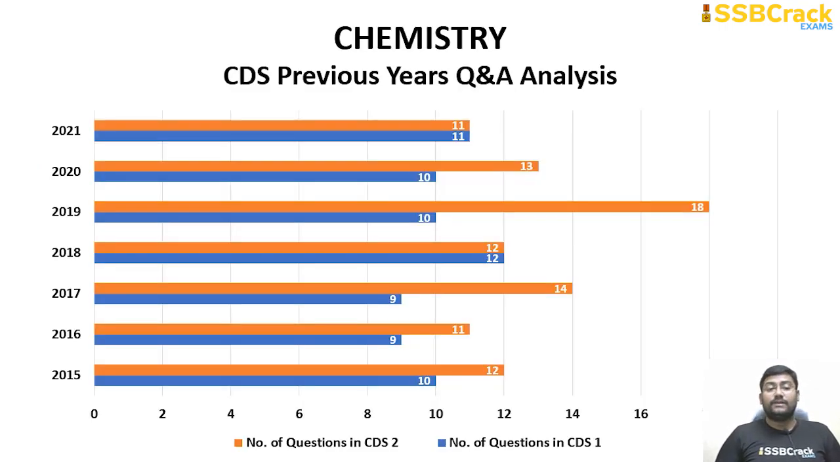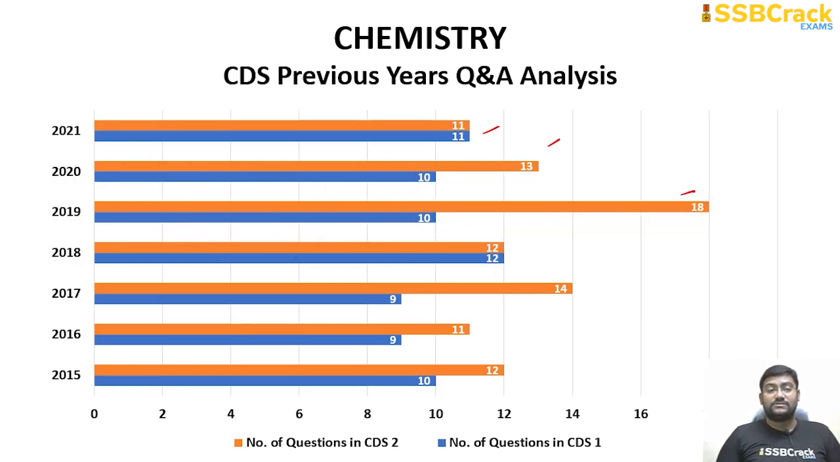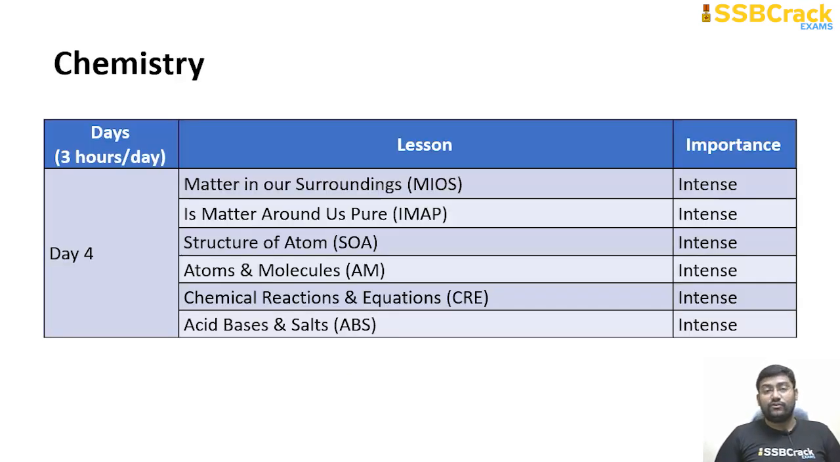Starting with chemistry, chemistry also consistently fetches you somewhere around 11 to 13 marks. You can look here at the past few years' trends, you can see consistently 11, 12 or 13, and even in the 2019 CDS 2 examination 18 questions were asked from this section alone. Going through the same trends this year also, you can expect somewhere around 12 to 14 questions coming from the chemistry section, which can easily fetch you somewhere around 10 to 11 marks. So chemistry for 3 hours per day will be more than enough, because you also have to read other subjects.